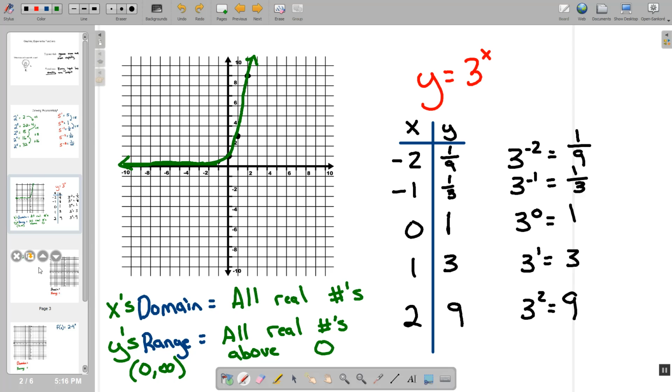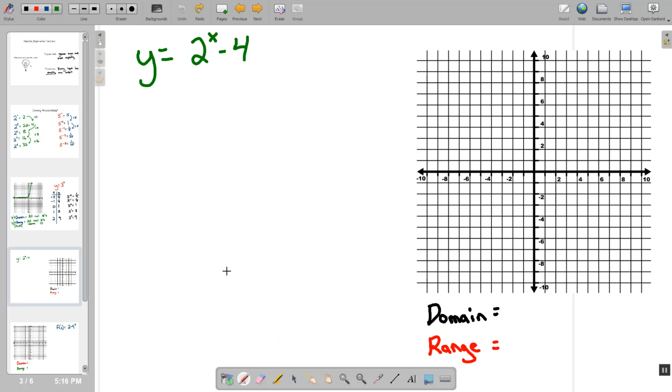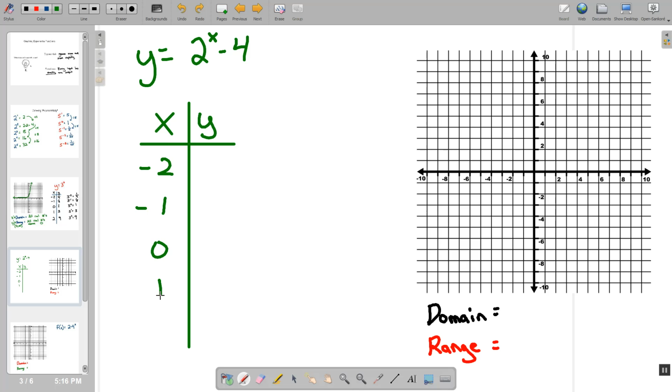Okay, so let's do one that's a little bit tougher here. Once again, we're going to make our table of values. And I always like to pick -2, -1, 0, 1, and 2. Now, you can pick any numbers you want, but -1, -2, 0, 1, and 2 are the 5 smallest non-decimal numbers, so that's pretty nice there.